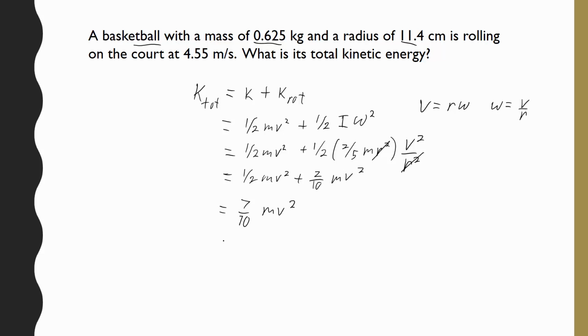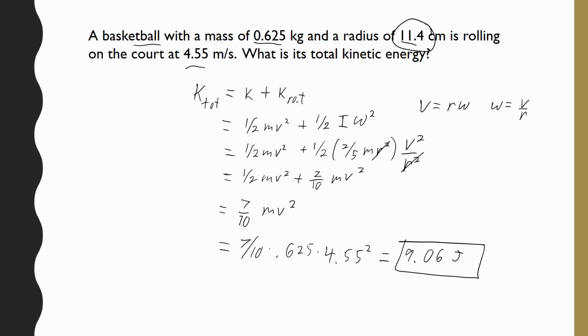But once we have this, all we've got to do is plug in our mass. You'll notice that it's independent of the radius of the ball, so this here was extraneous information. We didn't even need it. So 7/10 times 0.625, multiply that by the velocity squared, 4.55 squared, and we get 9.06 joules of total kinetic energy between the regular translational or linear kinetic energy plus this new rotational kinetic energy.